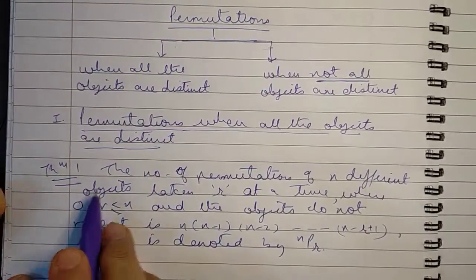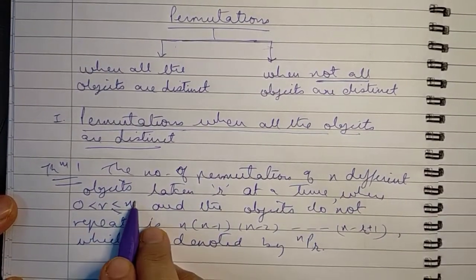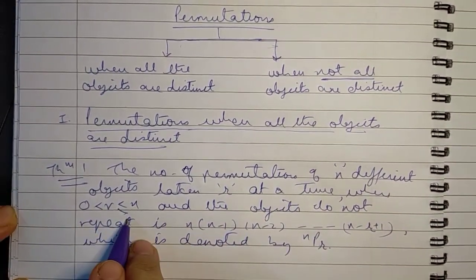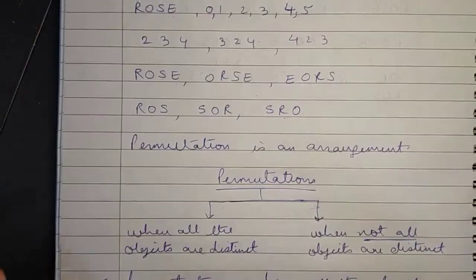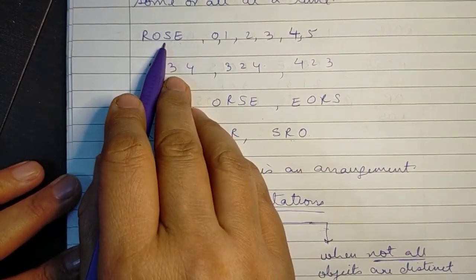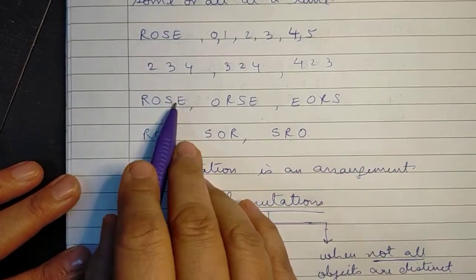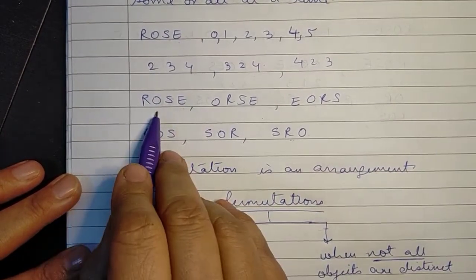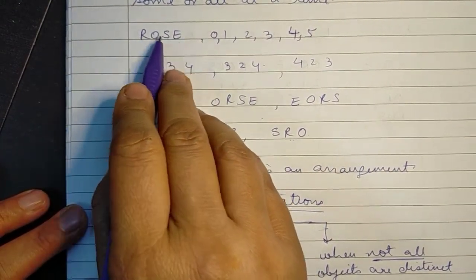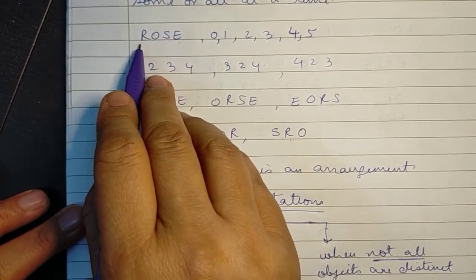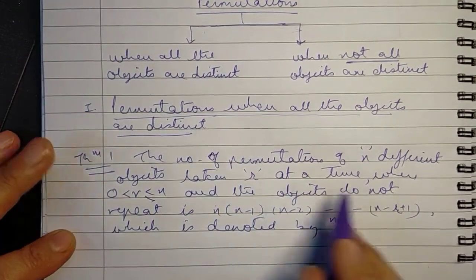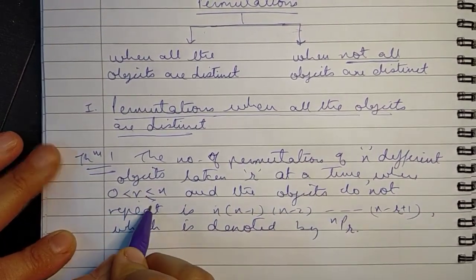Now, what does this theorem say? The number of permutations of n different objects taken r at a time, where r lies between 0 and n. What is the meaning of this? Total number of objects, let's say we are taking ROWS, is n, taken r at a time. Means you can take some at a time or all at a time. So this r can be any number lying between 0 and 4, because these are 4 letters given to us. So that's what we say, that the objects are taken r at a time where r lies between 0 and n.